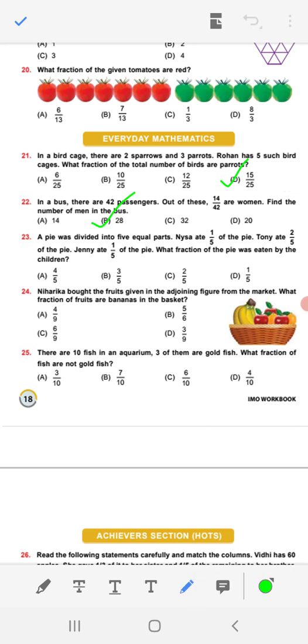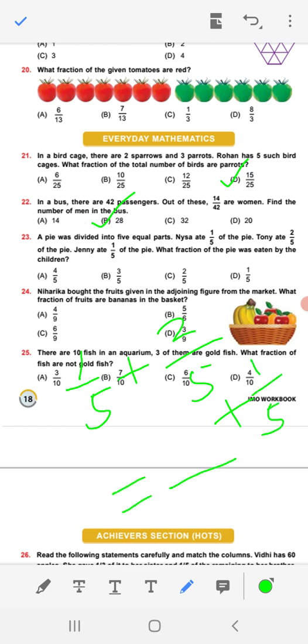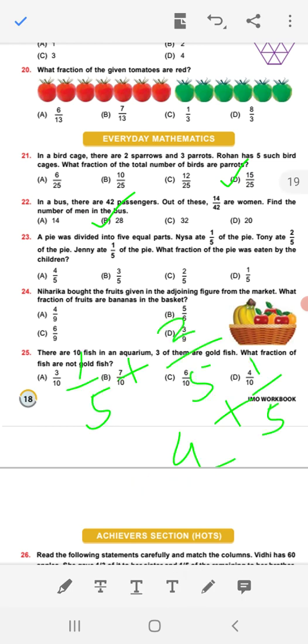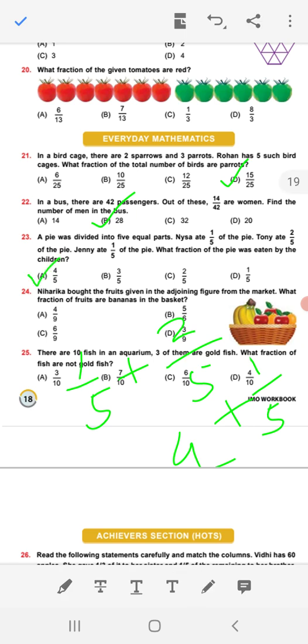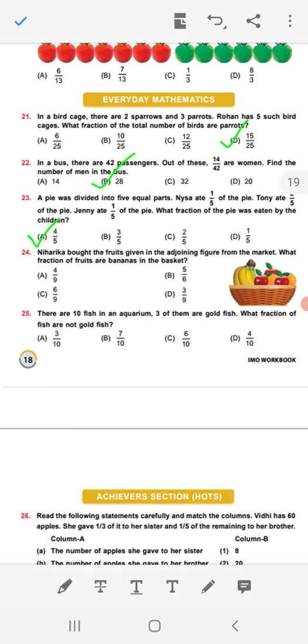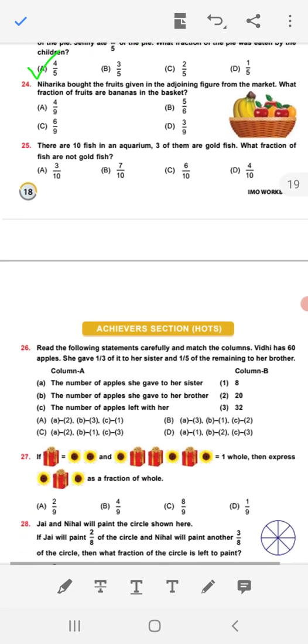So to find the total parts, we will add 1 by 5 plus 2 by 5 plus 1 by 5. Numerator: 1 plus 2 is 3, plus 1 is 4. That is 4 by 5. So our answer for question 23 is option A. Now I am leaving 24 and 25. Hope you can do it yourself.